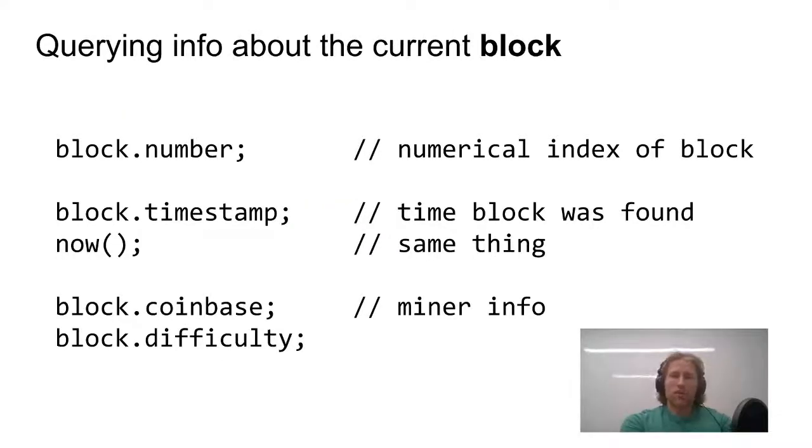You can also get some information about the current block. There's a global, special variable called block. You can get the number of the block, which is the index in the blockchain for this specific block. And again, which block is that? It's the block that your transaction is actually executing within. You can also get the timestamp of that block, which is the time that the miner said the block was found. It's not guaranteed to be perfectly accurate, but there are some limitations that will make it close to the current time. You can just use now as an alias for the same thing. And you can get some other information about the block, like which miner actually found it. Coinbase is the address of the miner that found the block. You can also query how difficult it was to find, the hash of the block, and some other things if you need them.